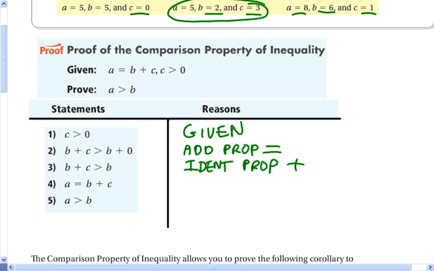Then we're going to just write down our other given, A is equal to B plus C. And lastly, we are going to substitute for the B plus C, the letter A. So since this is equal to A, we put A where this is, and so we get a new statement, A is greater than B. So that's substitution. All right.